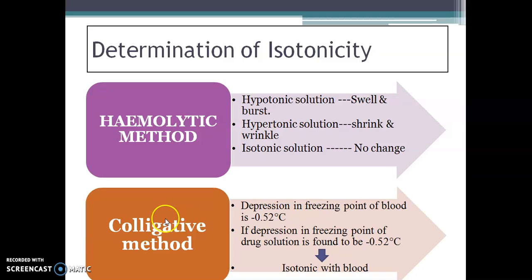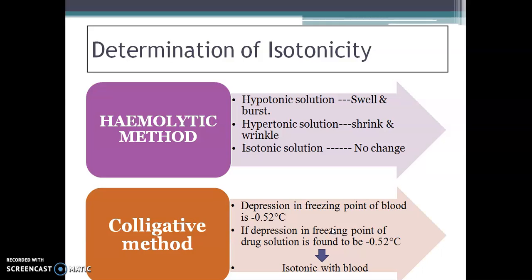Second method is the colligative method. In this method, the colligative property can determine the isotonicity of the solution. Among the methods, the depression in freezing point is the most widely used method to determine the tonicity. According to the depression in freezing point method, when a solute is added to a solvent, the freezing point of the solvent decreases.